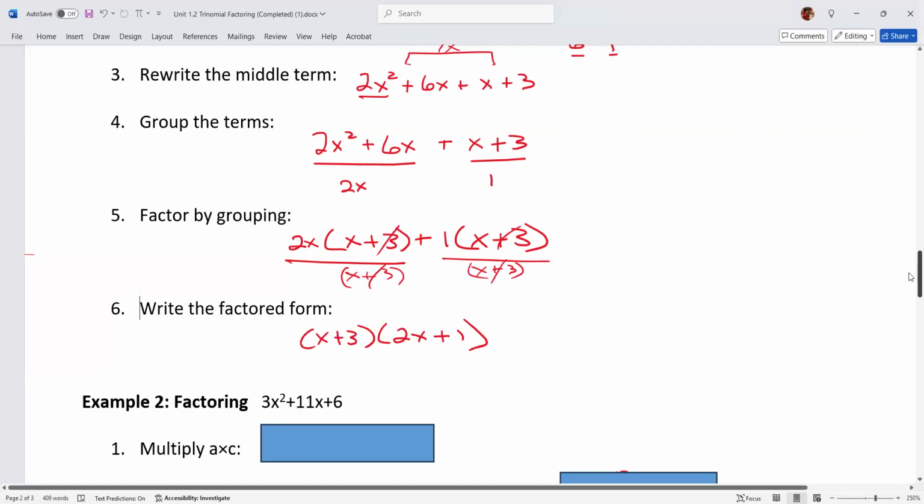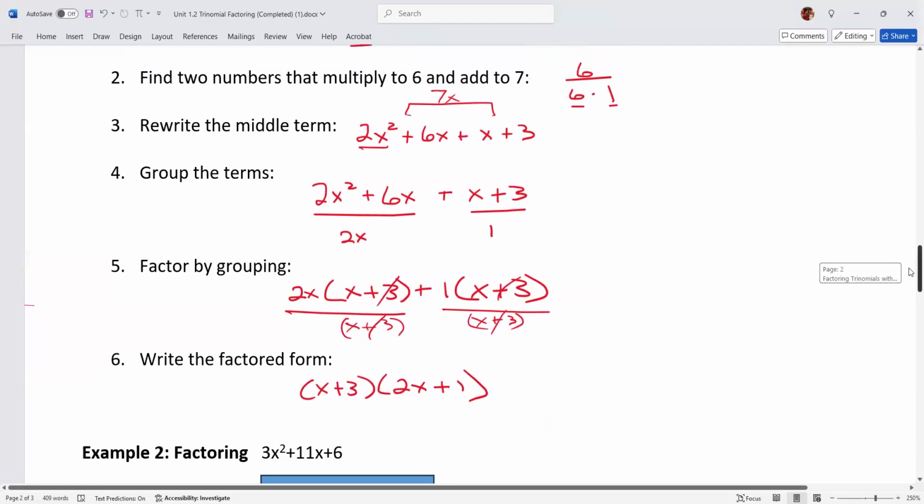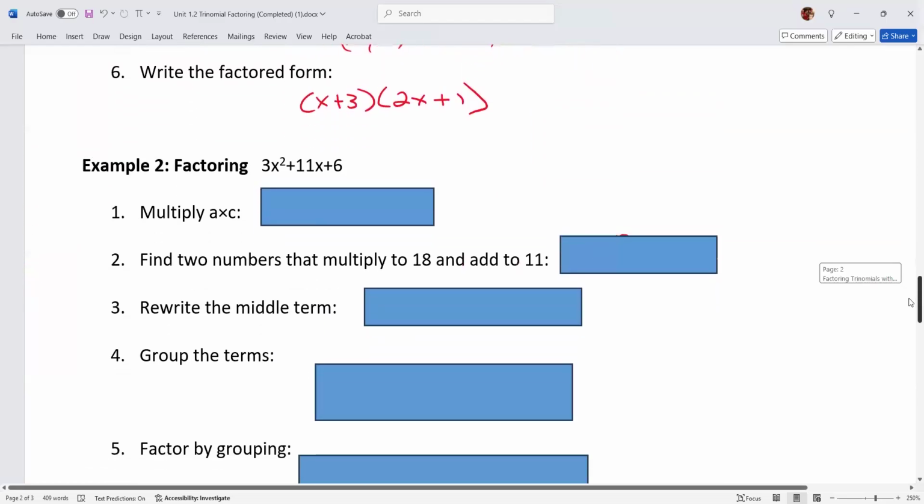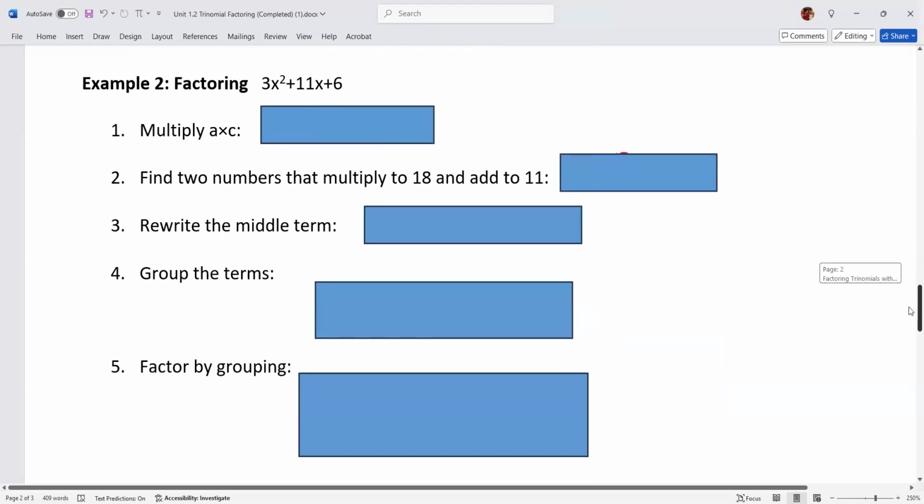A lot of familiar steps, just slightly different. Okay, so let's do another one. I'll walk through it, and then I'm going to have you practice. You're going to pause the video.